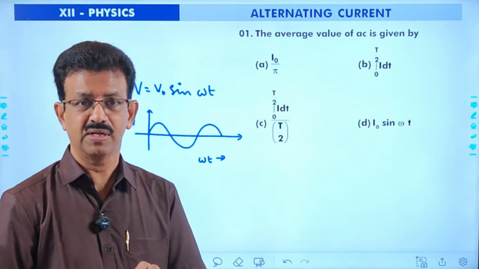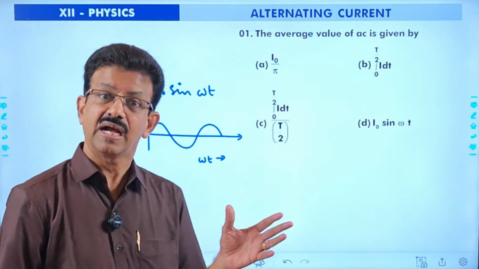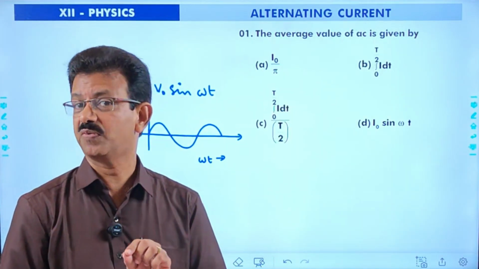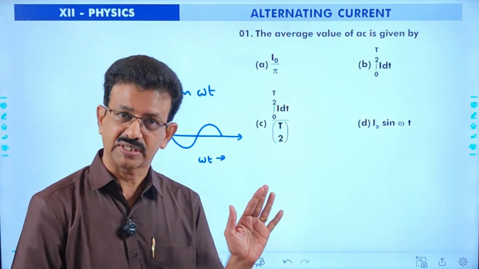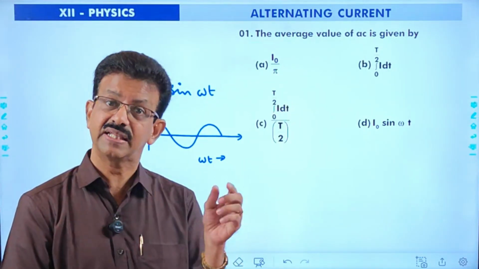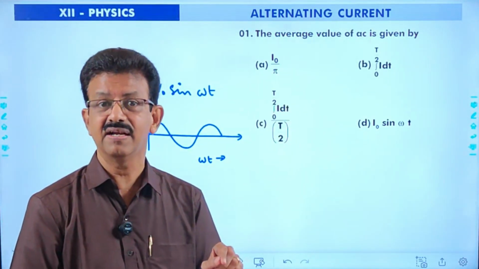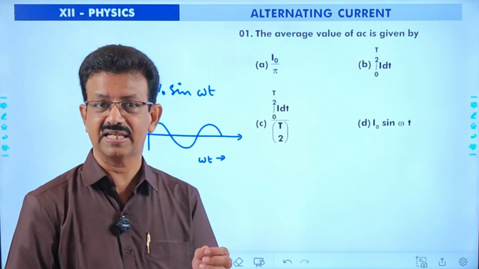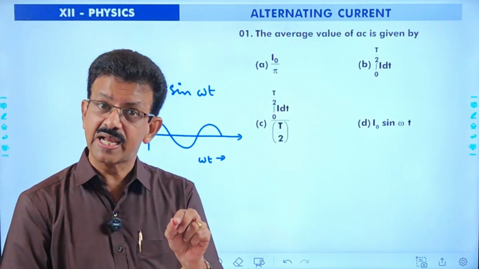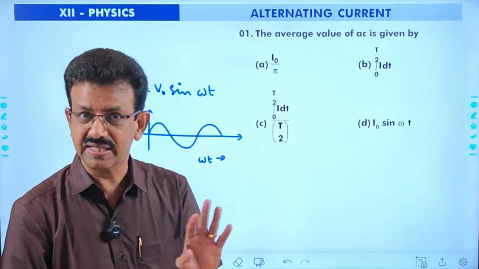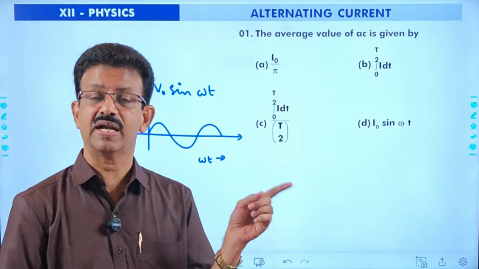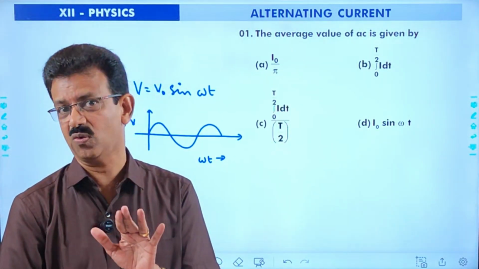Average value becomes 0. Therefore, in the definition of average value of AC, considering one complete cycle, the average value becomes 0. That is, positive half cycle and negative half cycle are there. Therefore, in the case of the average value of an AC cycle, we made a special definition. That is, average value of an AC is the mean value over half a cycle, not over the entire cycle. That is, the mean value over half a cycle of an alternating signal is called average value of AC.